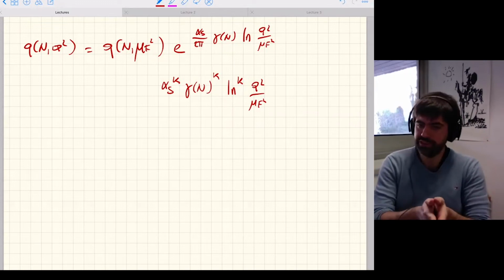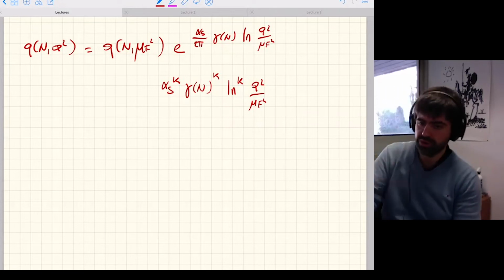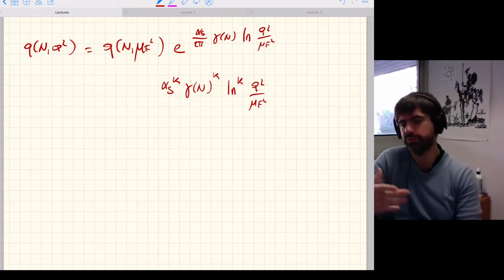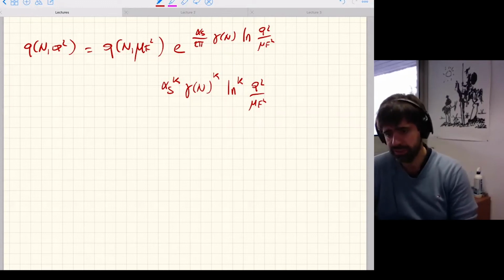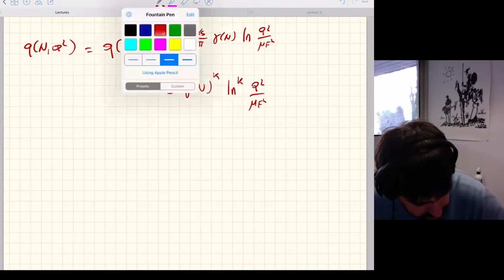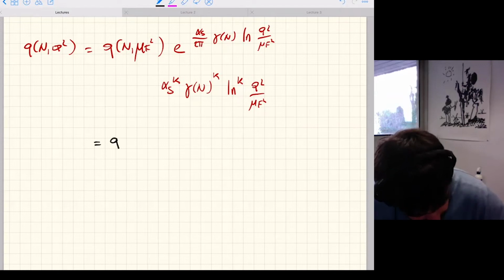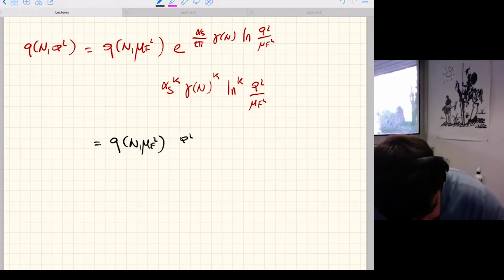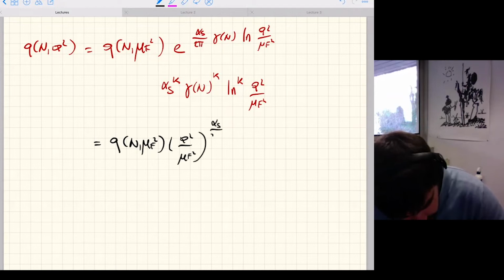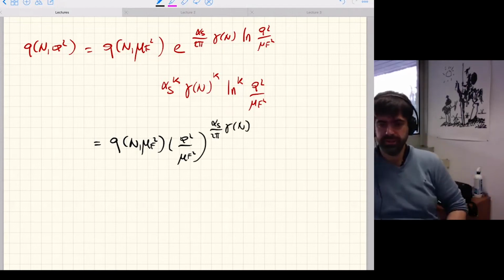If we solve the leading order DGLAP evolution, we are resumming what are known as leading logs. If we were to solve the next-to-leading order DGLAP evolution, then we would resum also next-to-leading logs, and so on and so forth. You see another feature of this solution is that this can also be written in this way: q square over mu f square, to the power alpha s over 2 pi gamma n. Hence the name anomalous dimension.